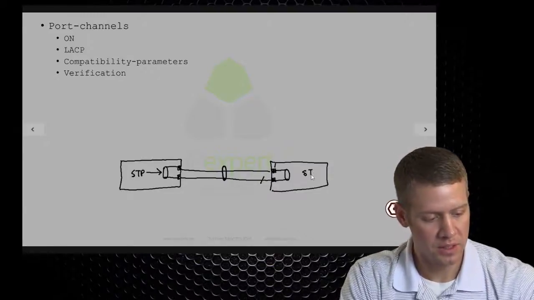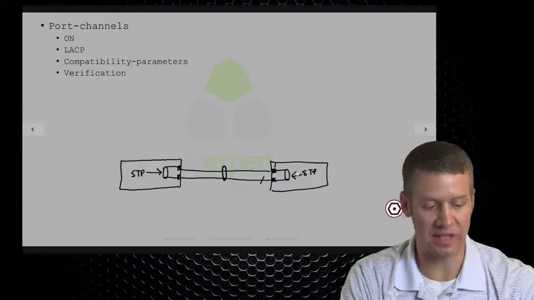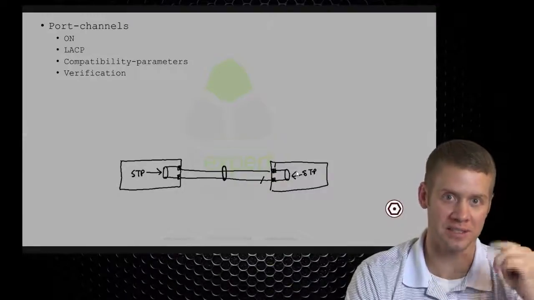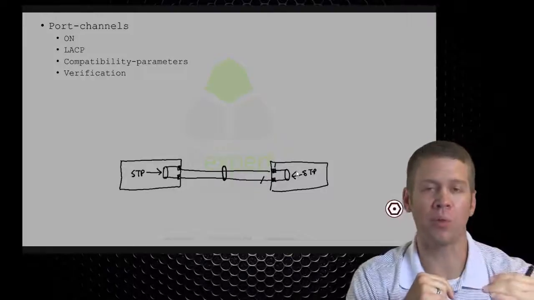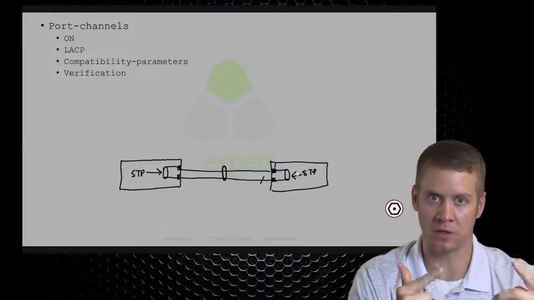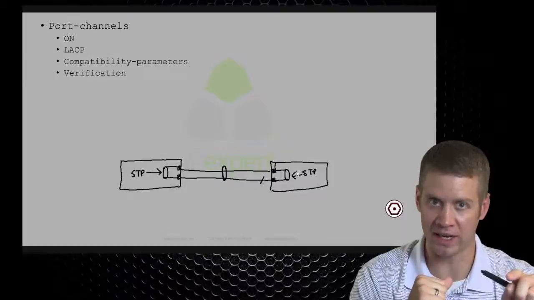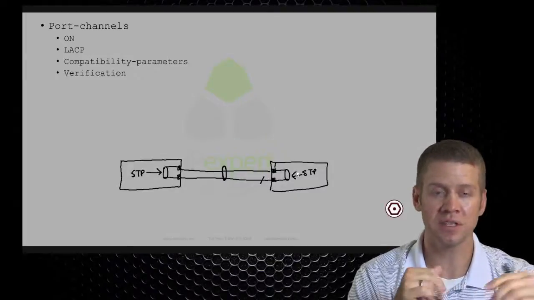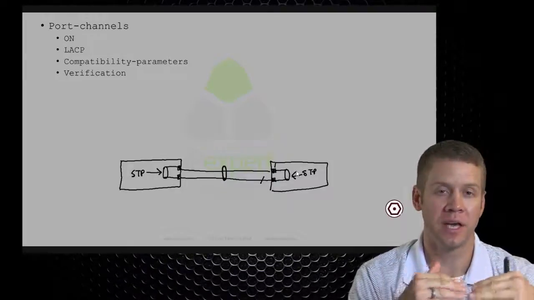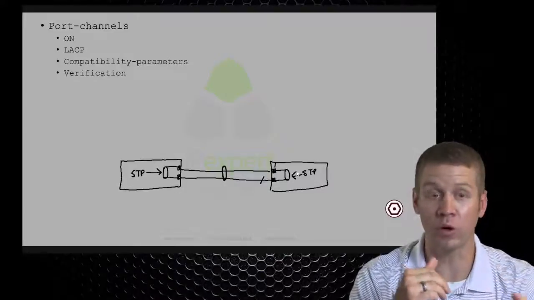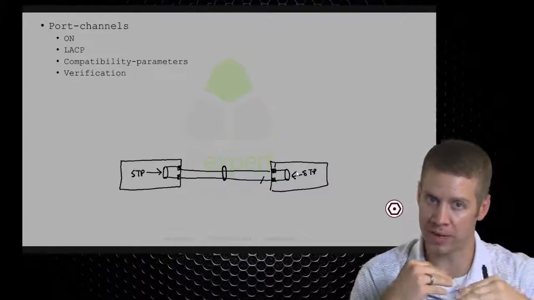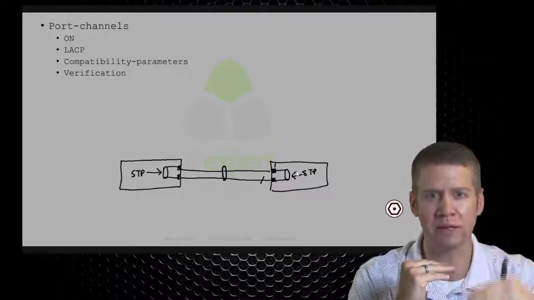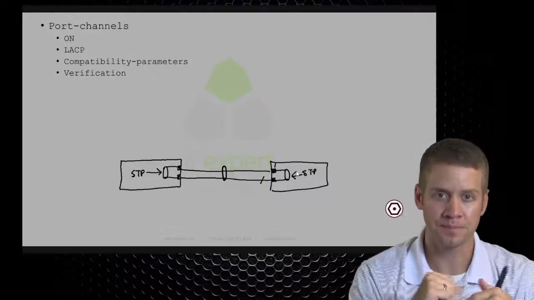So spanning tree is now seeing these two physical links as one link. This is awesome, right? Because now we're not blocking on that link because we don't have a loop, since it's just one link between the two switches. So this allows us to have more bandwidth and a little faster failover if one of these links were to die or be unplugged, because no spanning tree recalculations would have to happen. We just immediately start forwarding on that other link.